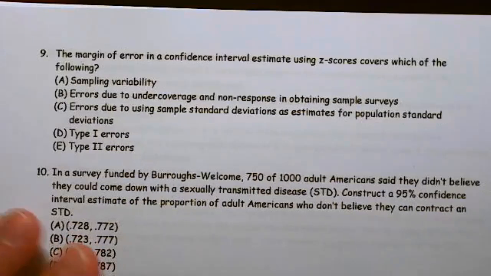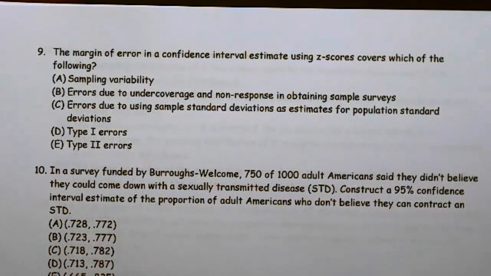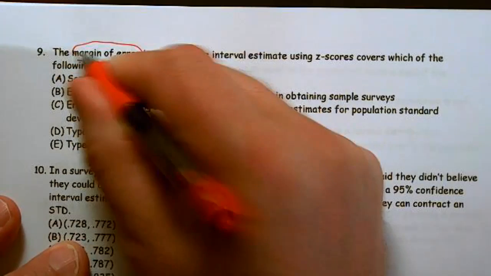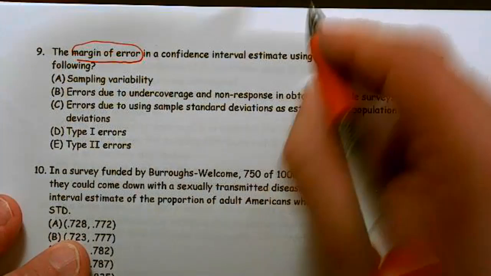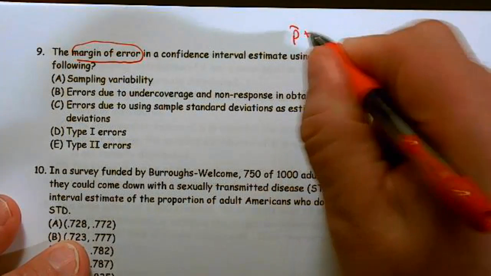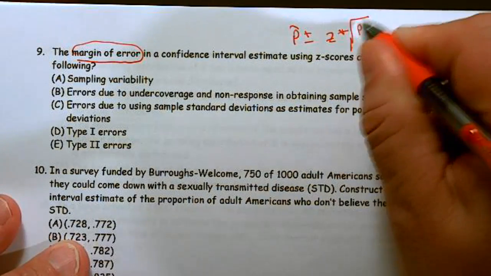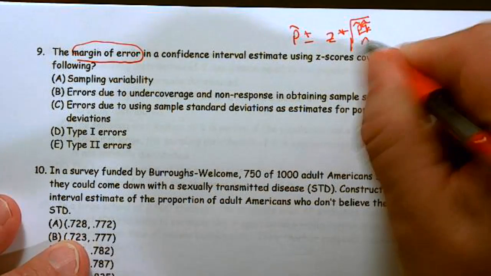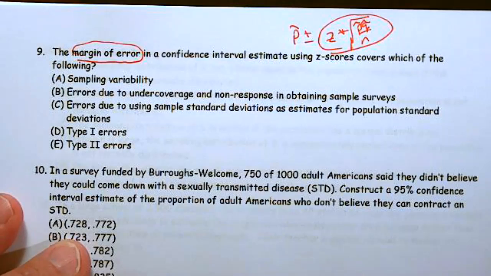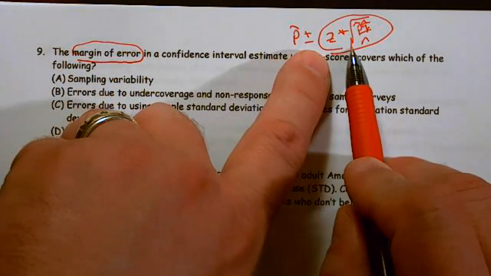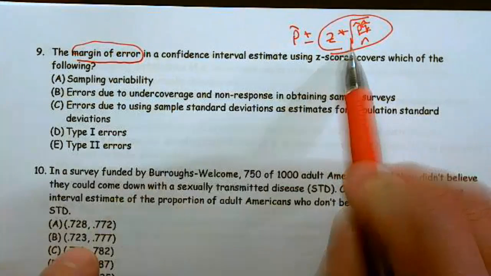All right, the margin of error in a confidence interval estimate, this is number 9. The margin of error in a confidence interval estimate using z-scores covers which of the following? Well, first off, what is margin of error? All right, p hat plus or minus z star times the square root of p hat q hat over n. Everything to the right, okay? Everything to the right of the plus or minus is our margin of error. So this is my margin of error.